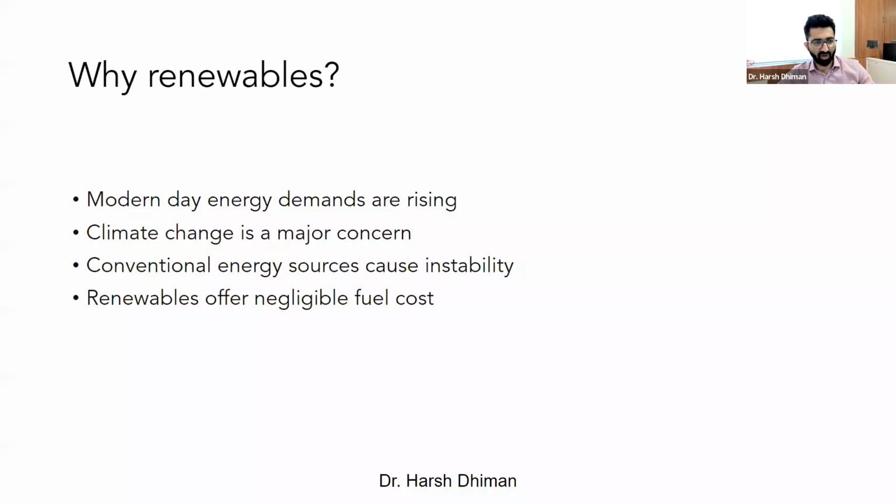So first, going forward, why renewables? This has always been a very major question in the power community: why we have to rely on renewables, given the fact that they are intermittent, they are not continuous. But again, looking into the disadvantages, I would say the advantages are in favor of us, because obviously the demands are rising, and to cater to these rising energy demands, we always look for solutions where you can invest less and get more.